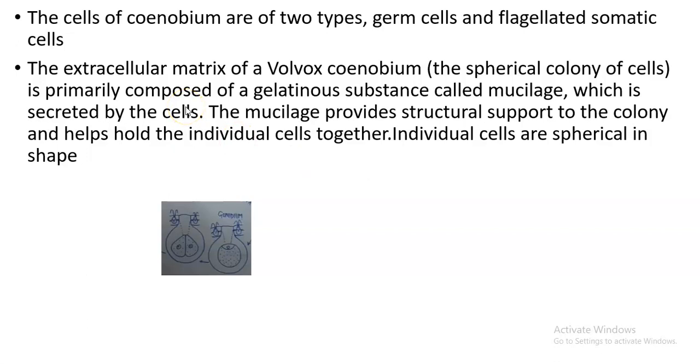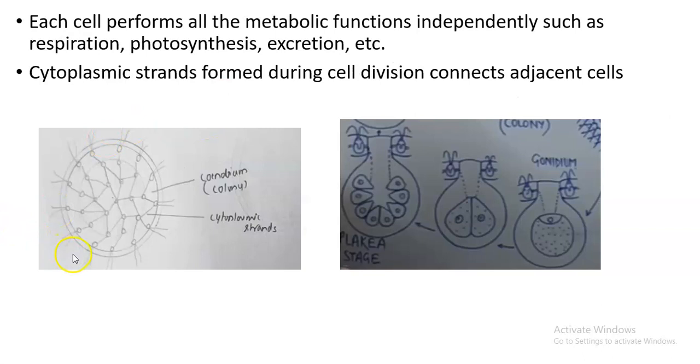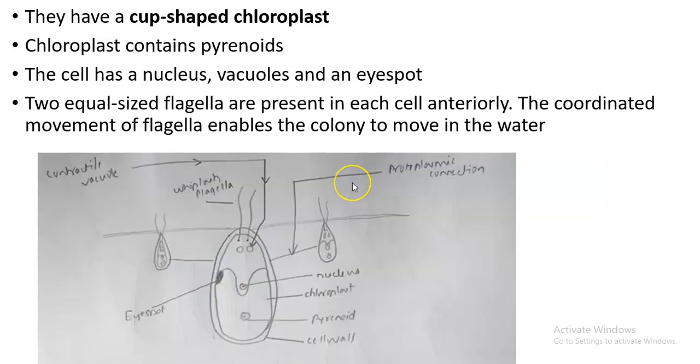On the anterior side you will be seeing the flagellated somatic cells which is not having any reproductive function. Then at the bottom side, or at the lower side, the posterior side, you will be having this kind of gonidal type of cells which will be having reproductive function.